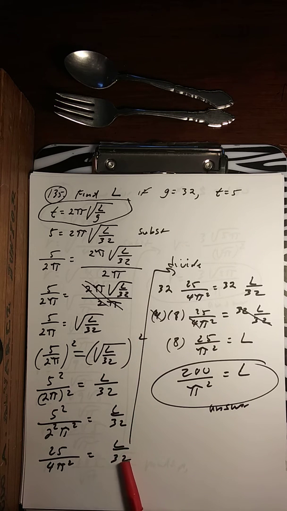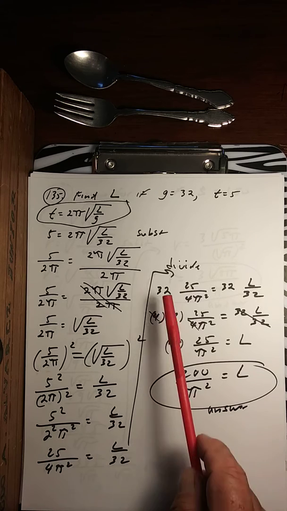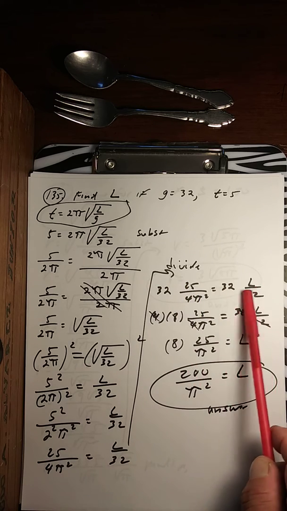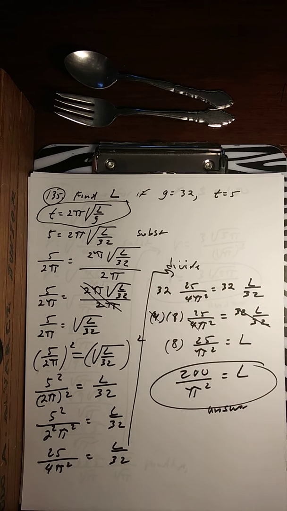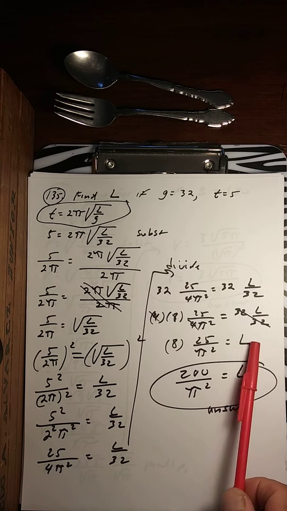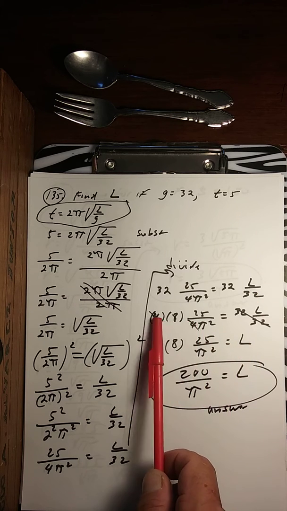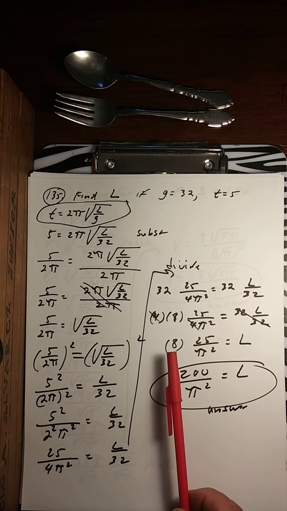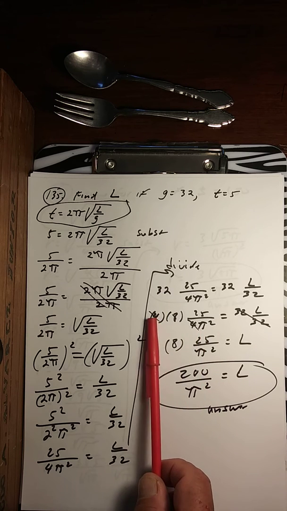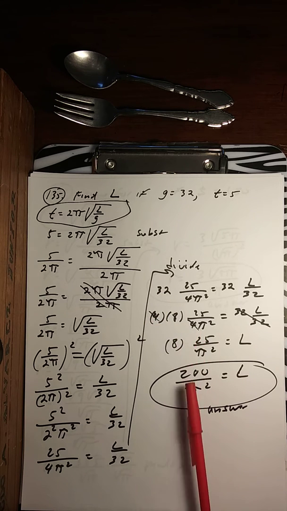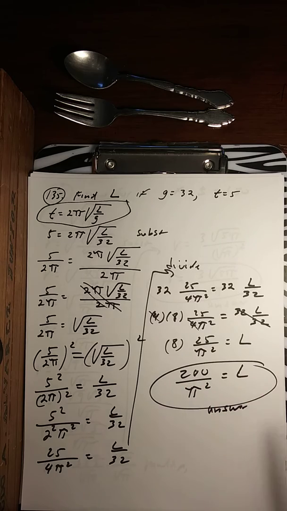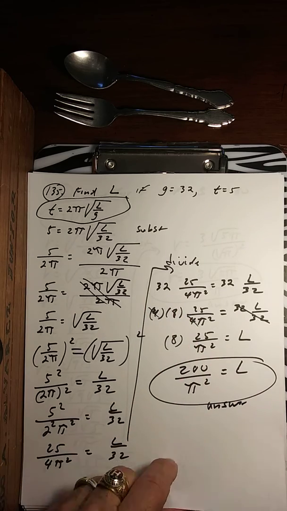So now to get L by itself, multiply by 32, multiply by 32. And I know these are gone right here. These cancel out. So now we have L equals this. And 4 times 8 is 32. And we have 4, so these cancel. So we have 8 times 25, or 200 over pi squared equals L. Is another literal equation.